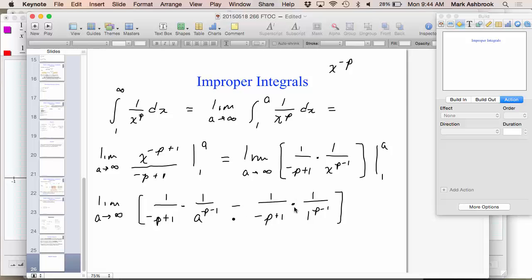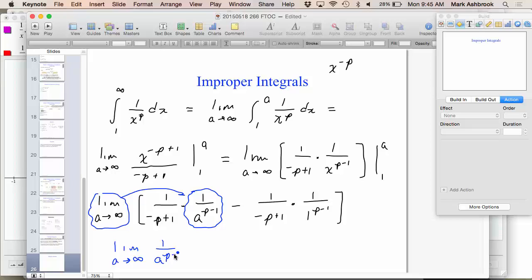Okay, so what it comes down to is this will be finite when this limit exists. All right, so we'll be in good shape when that limit exists, right? If that limit, the limit as a goes to infinity of 1 over a to the p minus 1, if that limit exists, it's not infinite and does not exist, then we're in good shape. So let's pick that apart. The limit as a goes to infinity of 1 over a to the p minus 1.